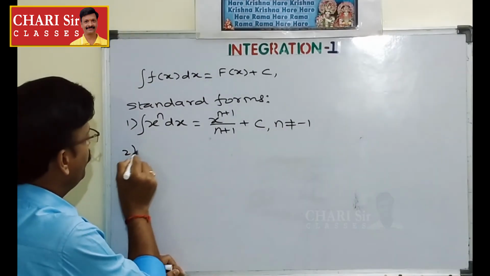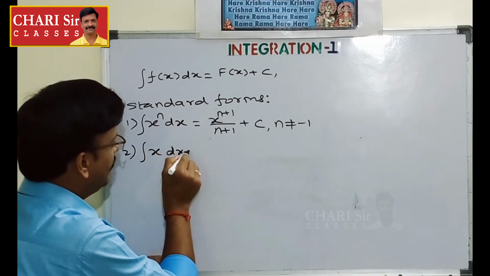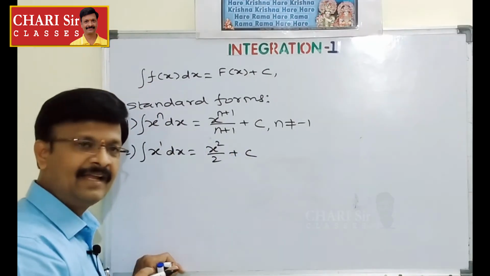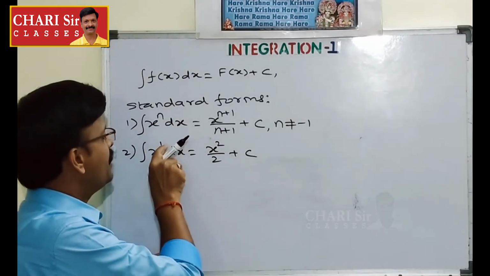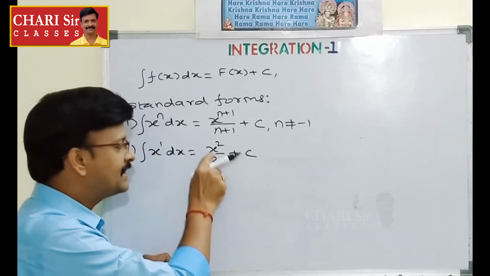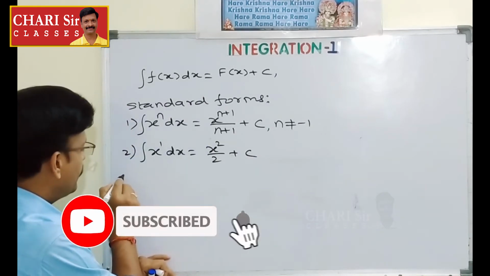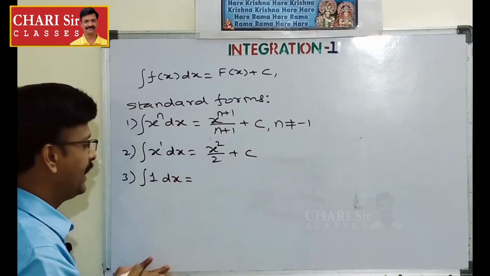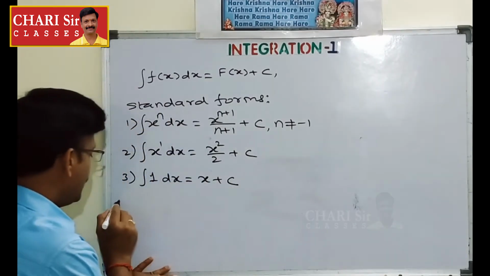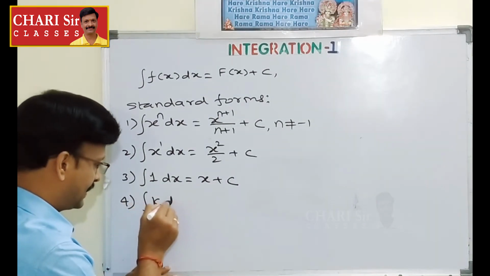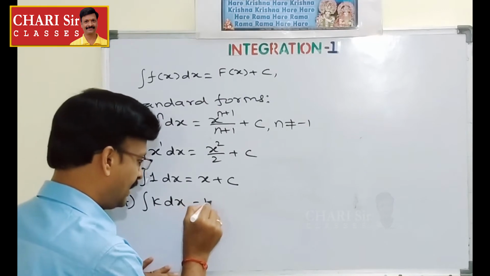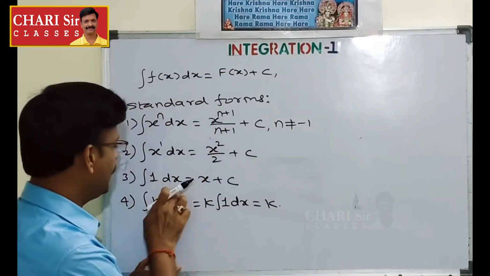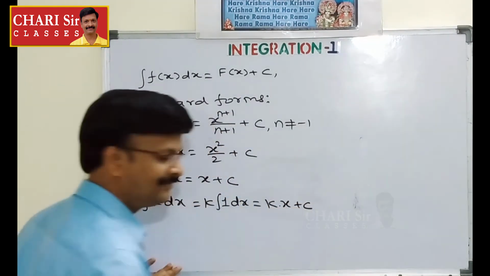And the next, number 2, suppose it is x dx, x dx is equal to x square by 2 plus c. x means x power 1. So by using this x to the power of n formula, you can write x to the power of 1 plus 1 by 1 plus 1, which is nothing but x square by 2. Similarly, the third formula, we write integration of 1 dx, any constant you take, 1 dx, that is equal to x plus c. And suppose you write integration of k dx, which can be written as k into integration of 1 dx, that is equal to k into x plus c, like this.